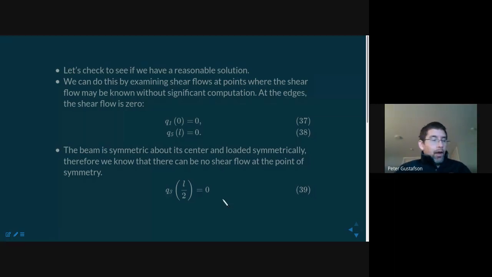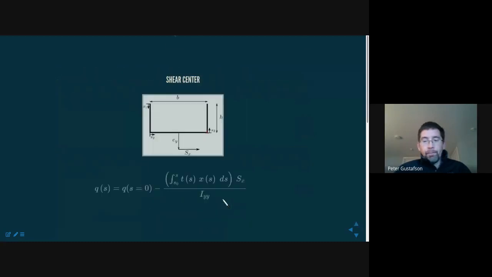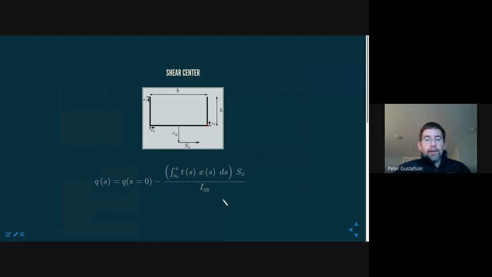Okay, I think by your faces, it appears that most of you are finishing up or finished. So the next topic is really an interesting one. It's conceptually something called the shear center.